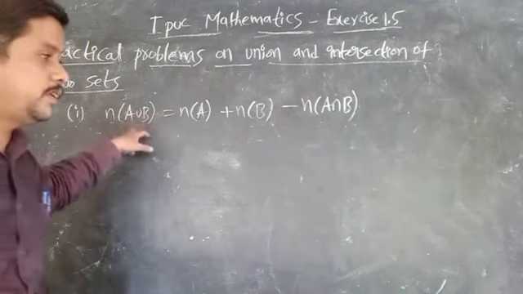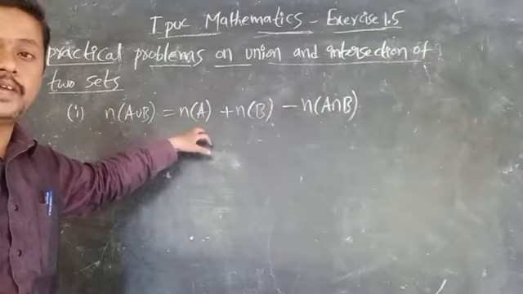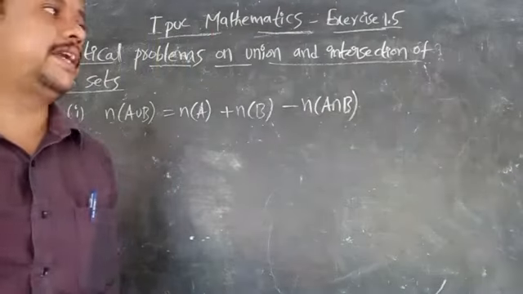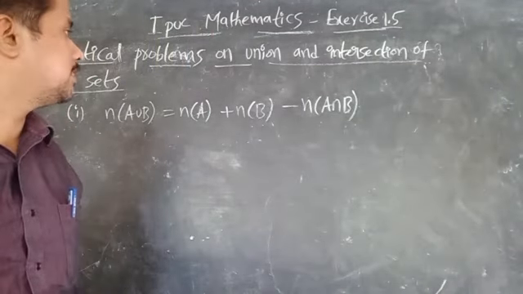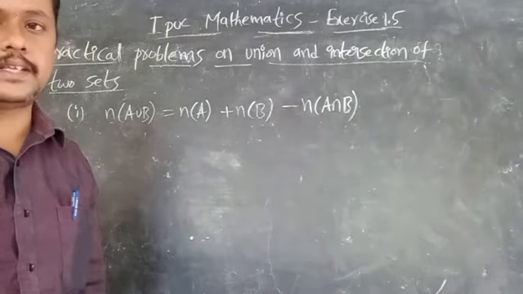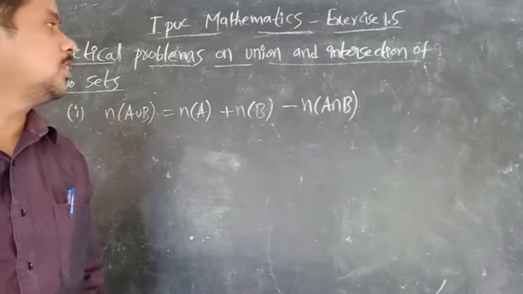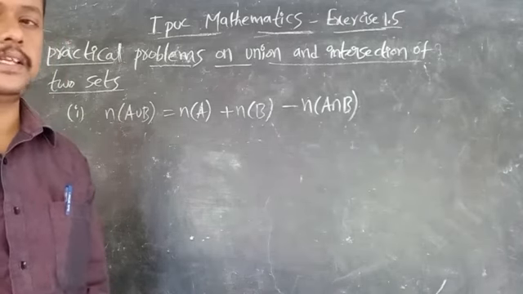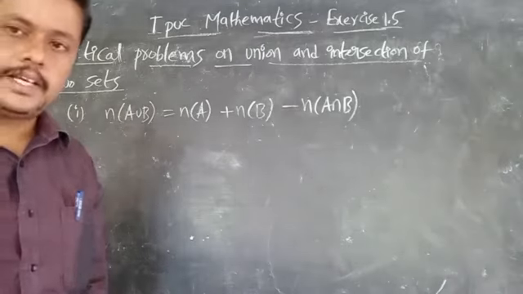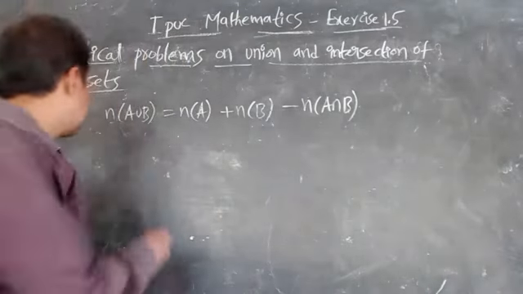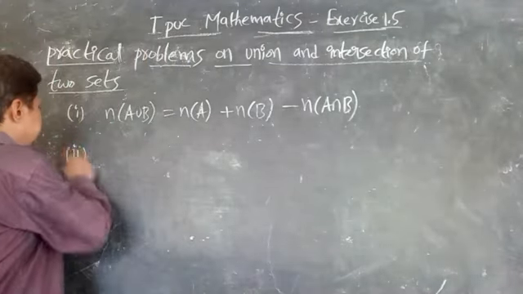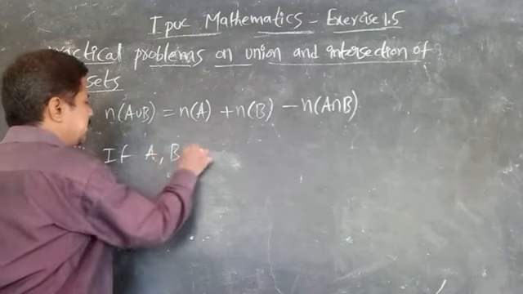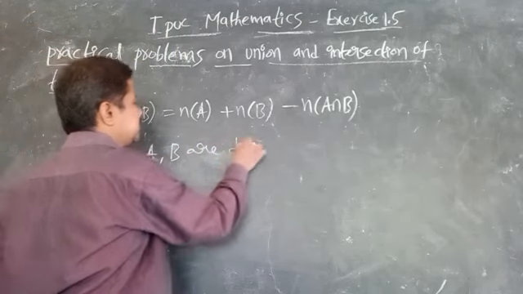n of A union B is equal to n of A plus n of B minus n of A intersection B. So n of A plus n of B minus n of A intersection B. Okay? So like that we have to write the formula. Okay, next we will move to the next concept, next formula. So second formula. If A and B are disjoint sets.